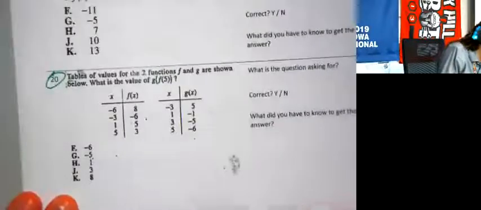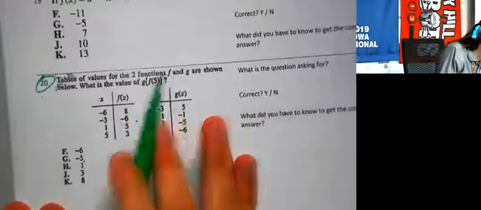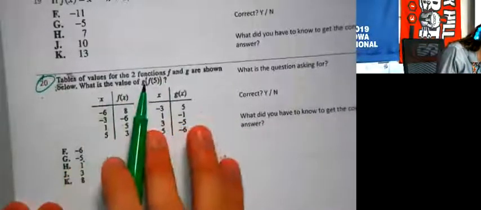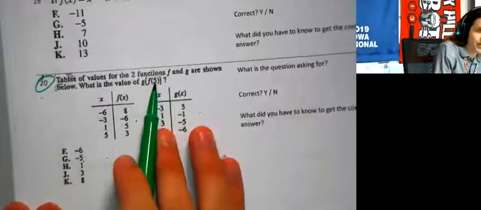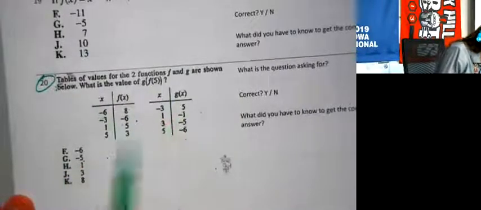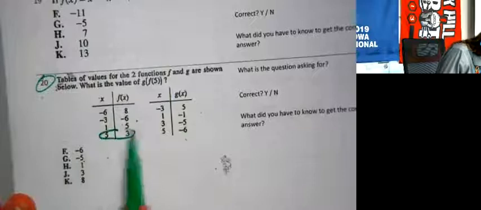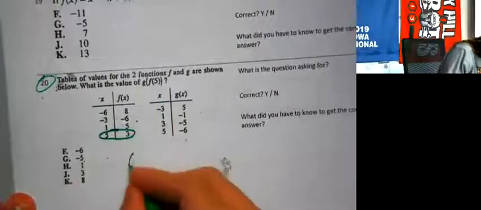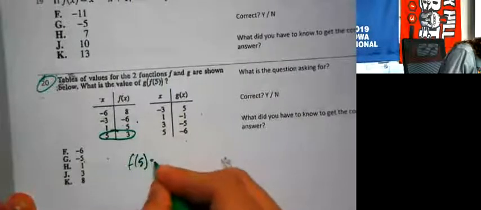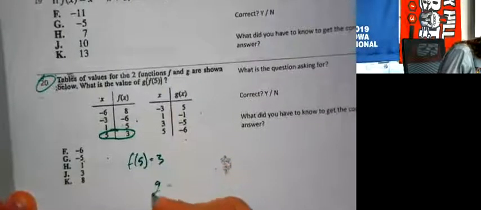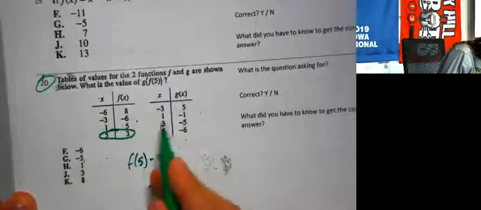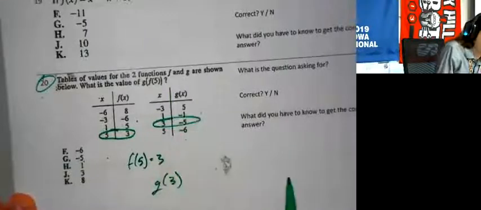I think I've got a couple more I wanted to look at. Last one I think I've got to look at, yes, is number 20. Tables for values of two functions f and g are shown below. What is the value of g of f of 5? So remember, we're going to work inside out. F of 5 is 3. So now let's figure out what is g of 3. G of 3 is negative 5.